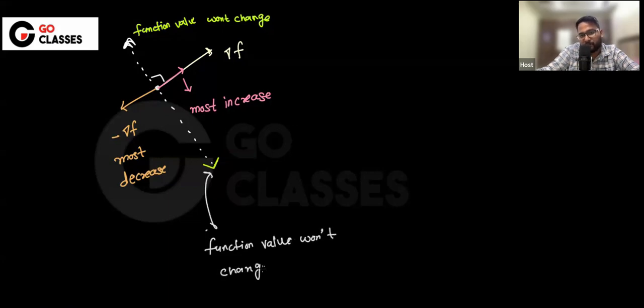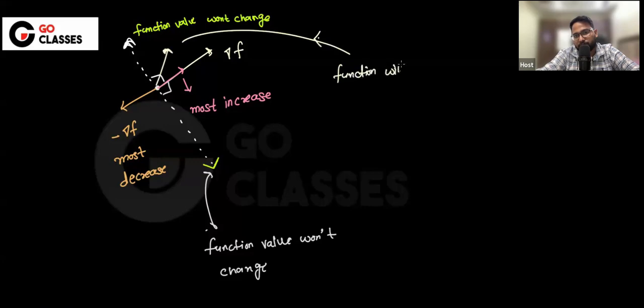Won't change, right? Because this is the perpendicular direction of the gradient. Now suppose I ask you, imagine that you go in this direction, what do you think? Will the function value be changing or not? If you go in this direction, will it be increasing? The function is increasing, or do you think it will be decreasing? Increasing only, right? Basically, if you go anywhere in this region, the function will be increasing. If you go anywhere in this region, the function value will be decreasing.